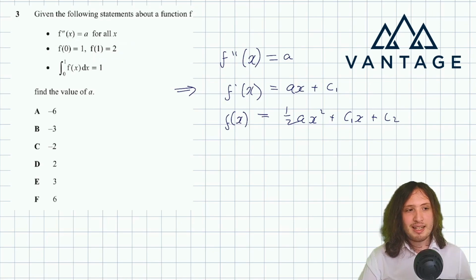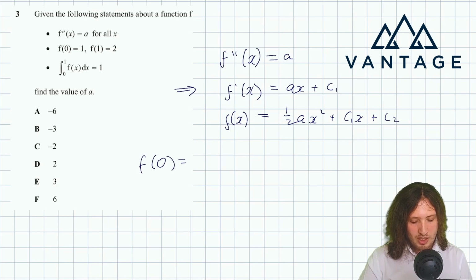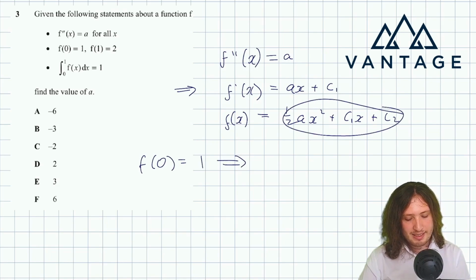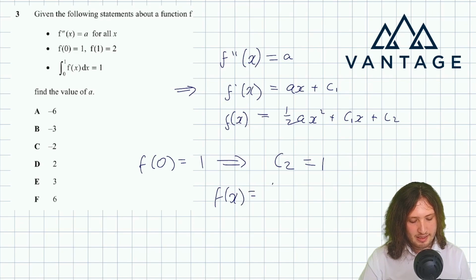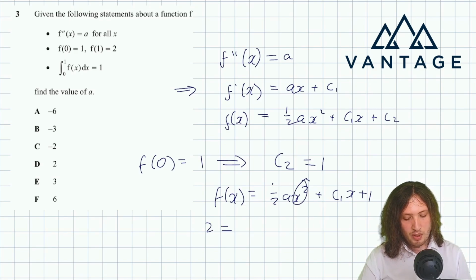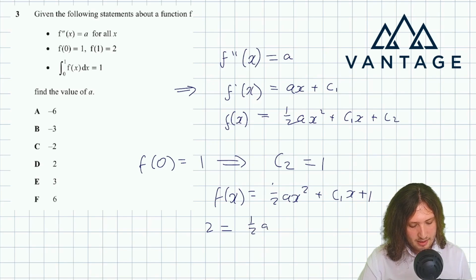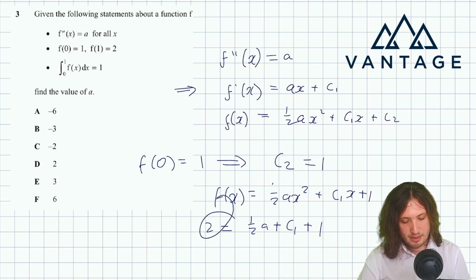Now this information here looks like it might let us start to pin down some of the constants. So f of 0 is 1. Well, if I plug x equals 0 in this, I just get c2, because anything with an x on vanishes. So that tells me c2 is 1. So now I know that f of x is a half ax squared plus c1x plus 1. And then I also know f of 1 is 2. So if I plug 1 in, 1 squared is 1, so I get a half a plus c1 plus 1. So I've just plugged x equals 1 in there. I know that's got to give me 2.